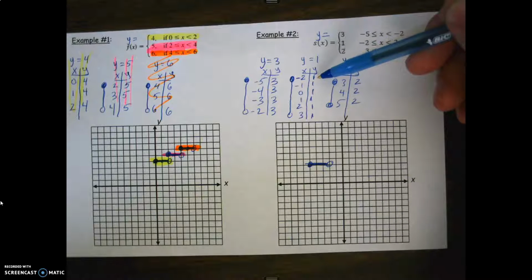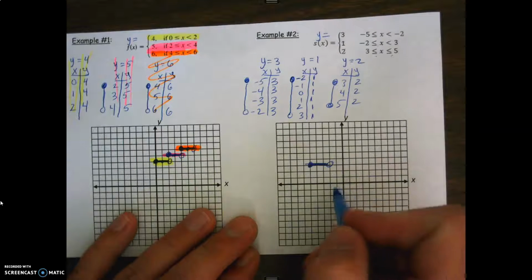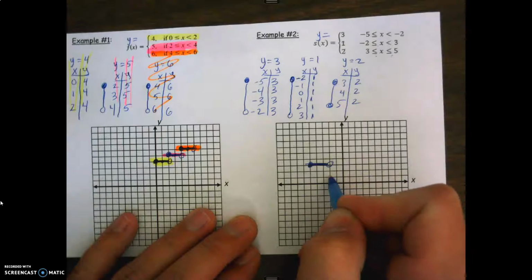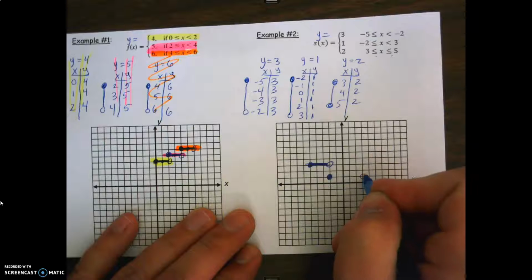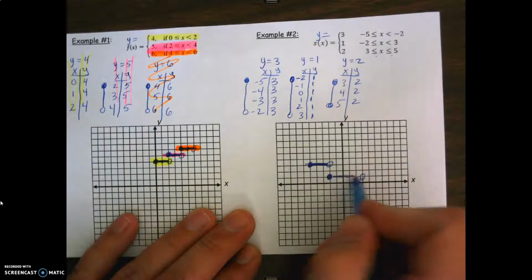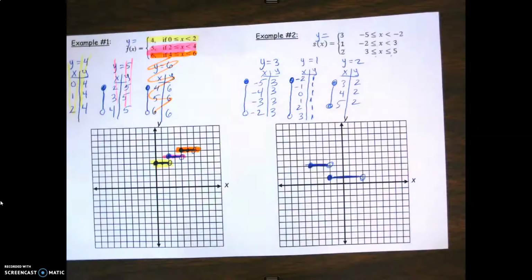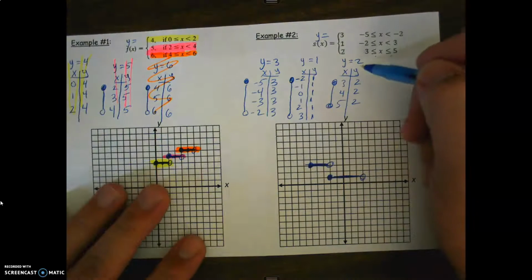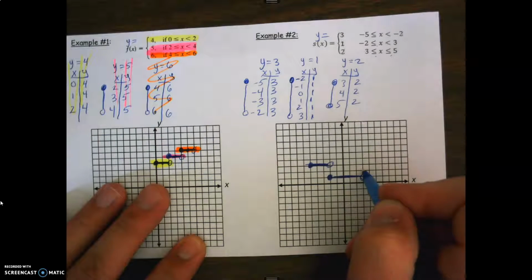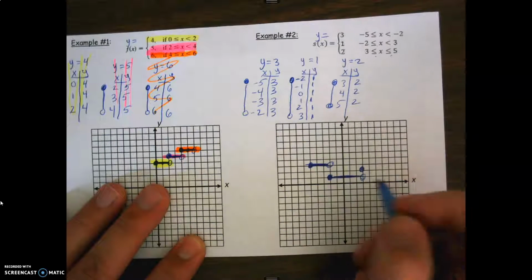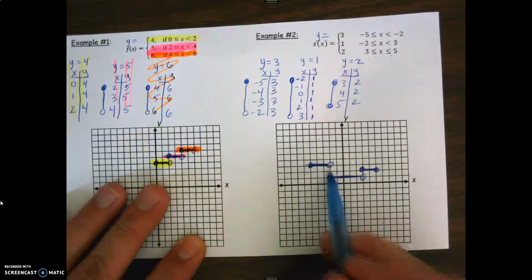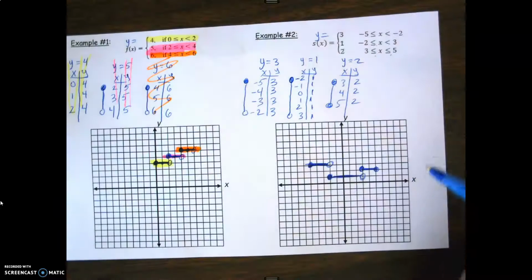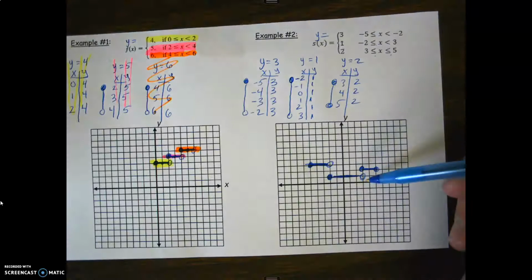For the second one, we have y equals 1. We're going to start at -2, 1, and that's going to be a closed circle. And then we're going to end at 3, 1, and that's going to be open. There's the second part of the piecewise. And then the last part, 3, 2, is going to be closed. And we're going to go to 5, 2. Notice for this one, the intervals aren't the same. This was 3 boxes, this was 5, this was 2. Also, we had some closed circles here, and open and closed.